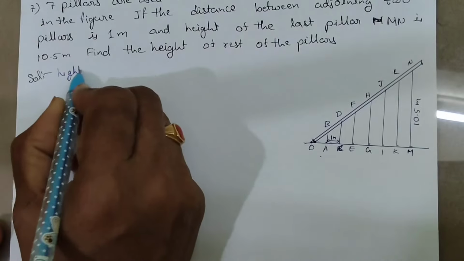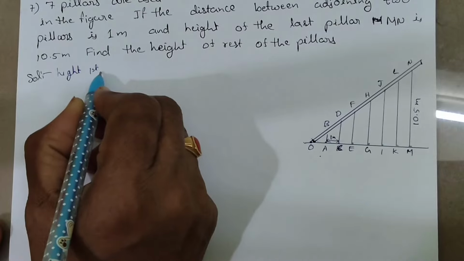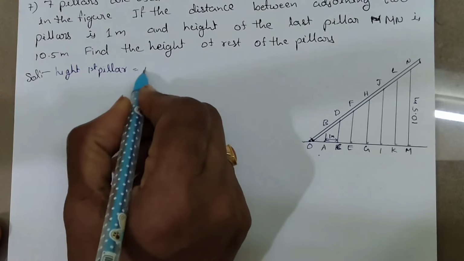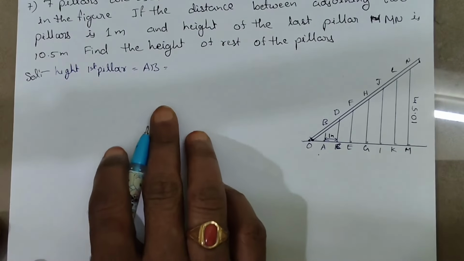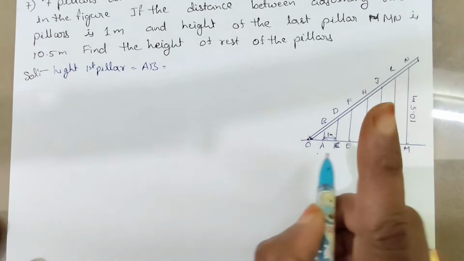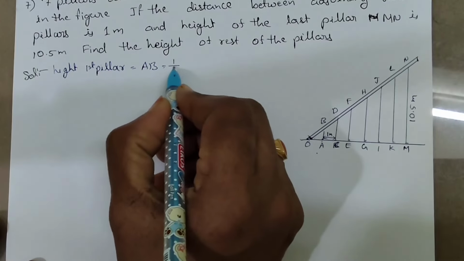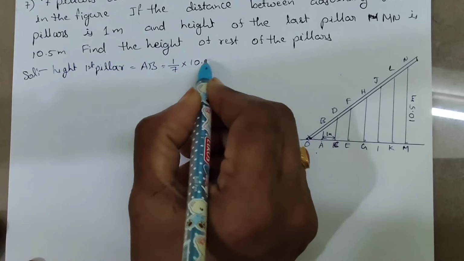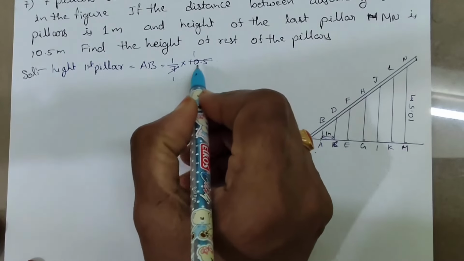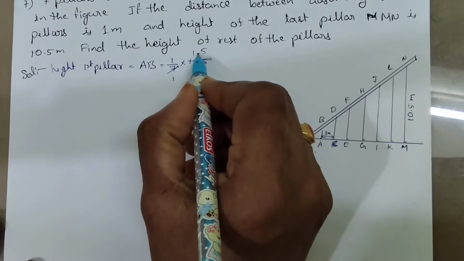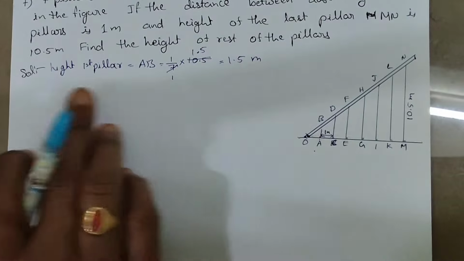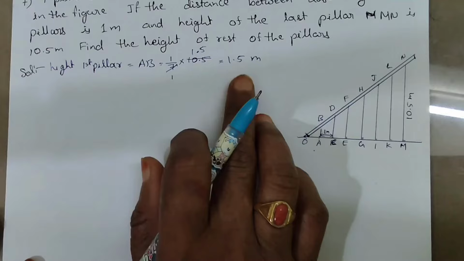Now the height of the first pillar is equal to AB. AB is equal to the complete 7 meters, and O to A is 1 meter. O to A, 1 meter, means 1 by 7 into 10.5. Now 10.5 divided by 7: 7 ones are 7, 7 fives are 35, put the decimal point, that equals 1.5. Meter is the unit. So the first pillar height is 1.5 meters.